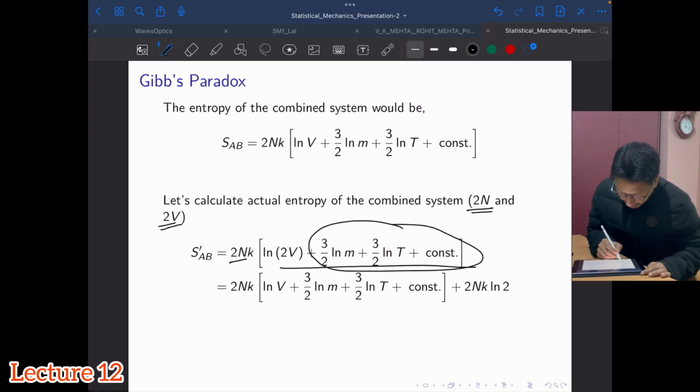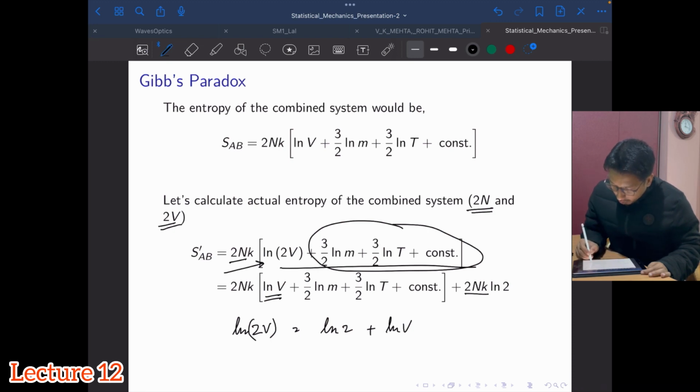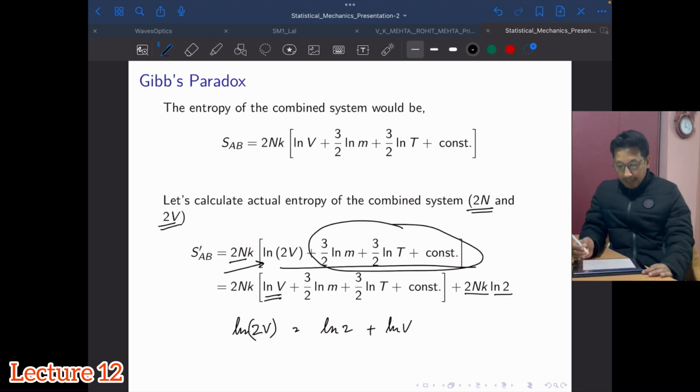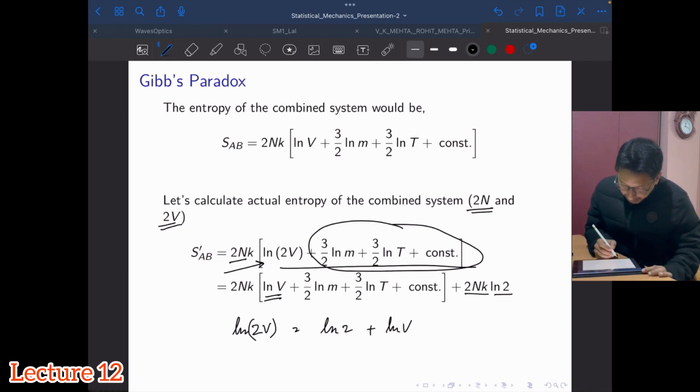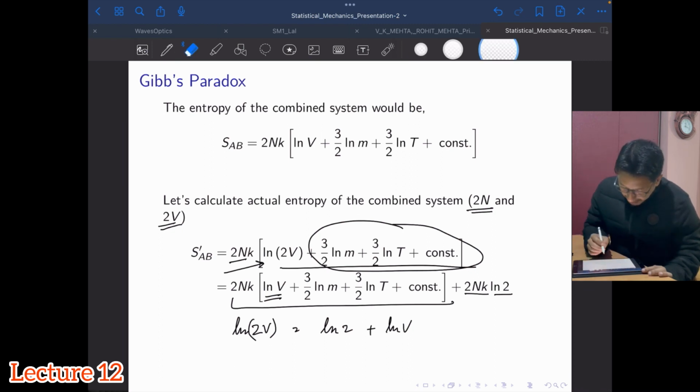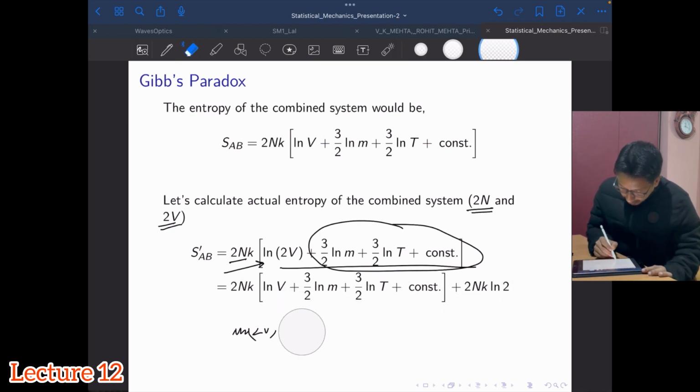But then the interesting part is here, twice Nk, then ln 2V. See, ln 2V can be written as ln 2 plus ln V. So the ln V term is here, and because it's multiplied by twice Nk, the twice Nk ln 2 term is written here. If you compare this expression, let me clean up a little bit, then it will be clear to see.